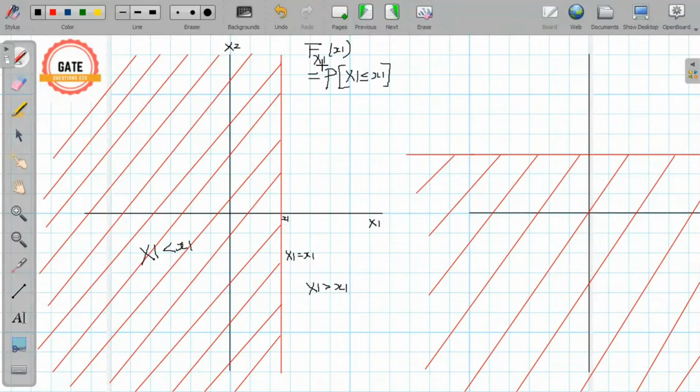So according to this definition of the CDF of X1, it is the probability that random variable X1 lies in this region, which includes the region where capital X1 is less than small x1, plus this boundary where X1 is equal to small x1. Similarly, we can see the CDF of X2.